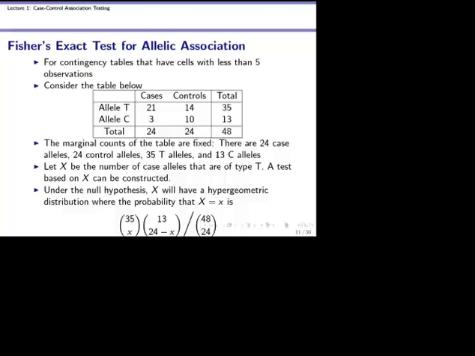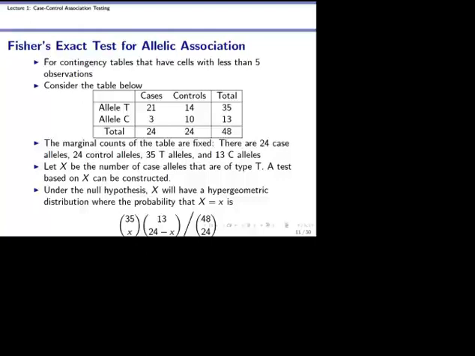So I'm going to use X to be what I base my test on. Let X be the number of case alleles that are of type T. We observed 21. Since the margins are fixed, the number of cases and the number of controls are fixed, if this is 21, then we know for certain that this has to be 3, and we can fill in the remaining cells. We're basing the test on the number of case alleles of type T, but you can totally base a test on any one of these cells. You can base it on the number of control alleles that are type T.